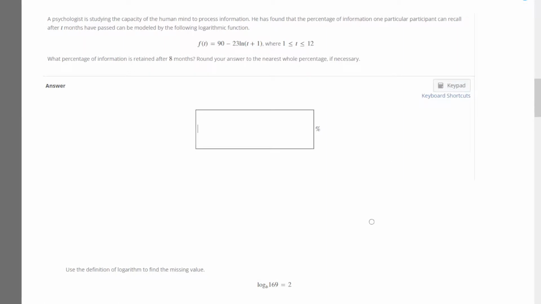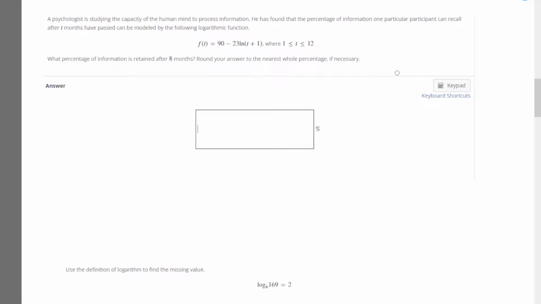This one has the same problem of looking pretty complicated and intimidating. This looks like a really long problem, but it's actually okay. It's manageable. So we have a psychologist who's studying the capacity of the human mind to process information, and he's found that the percentage of information one particular participant can recall after T months have passed can be modeled by the following logarithmic function.